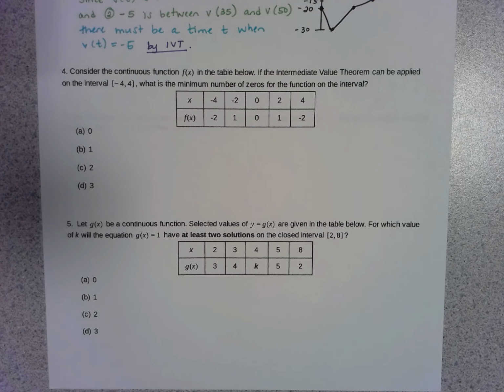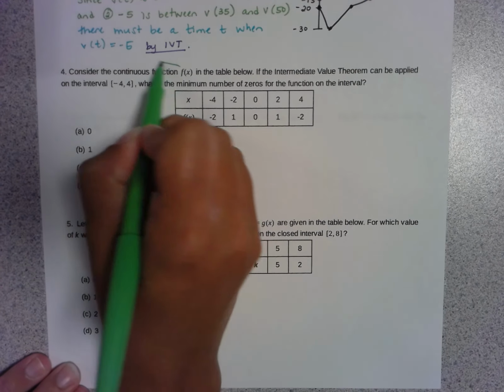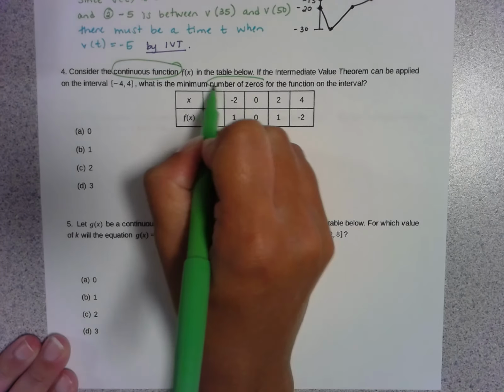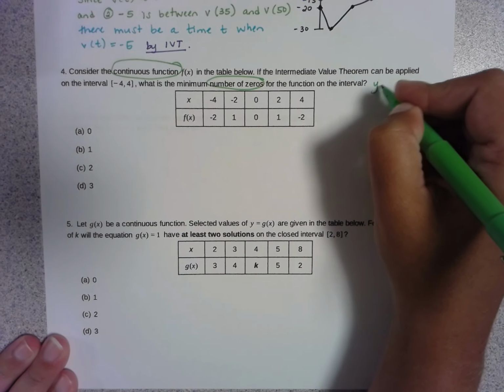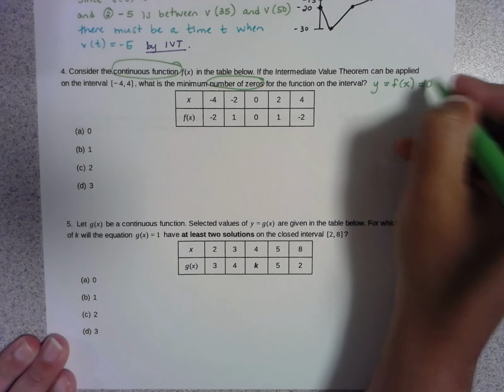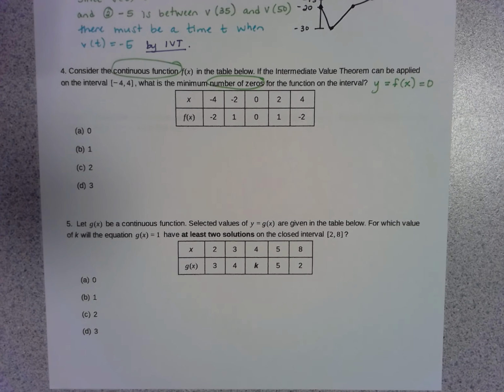For problem number 4, it says, consider the continuous function f of x on the table below. And you'll notice it's telling me in the instructions I have a continuous function, which is one of our conditions. If the intermediate value theorem is applied from negative 4 to 4, what is the minimum number of zeros for the function on the interval? Now, the number of zeros means the number of times that y, or f of x, has to equal 0. So zeros are when the outputs are 0.